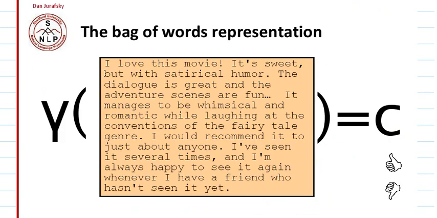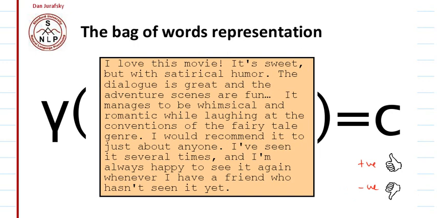So we give a document here to the function gamma, and we get the class here, right? So whether this is a positive sentiment or a negative sentiment, or this is a spam, and this is not a spam, right? So this is particularly the example of sentiment analysis. This is saying that this is a positive sentiment, this is the negative sentiment, this is a document we need to identify. I love this movie, it's a sweet.